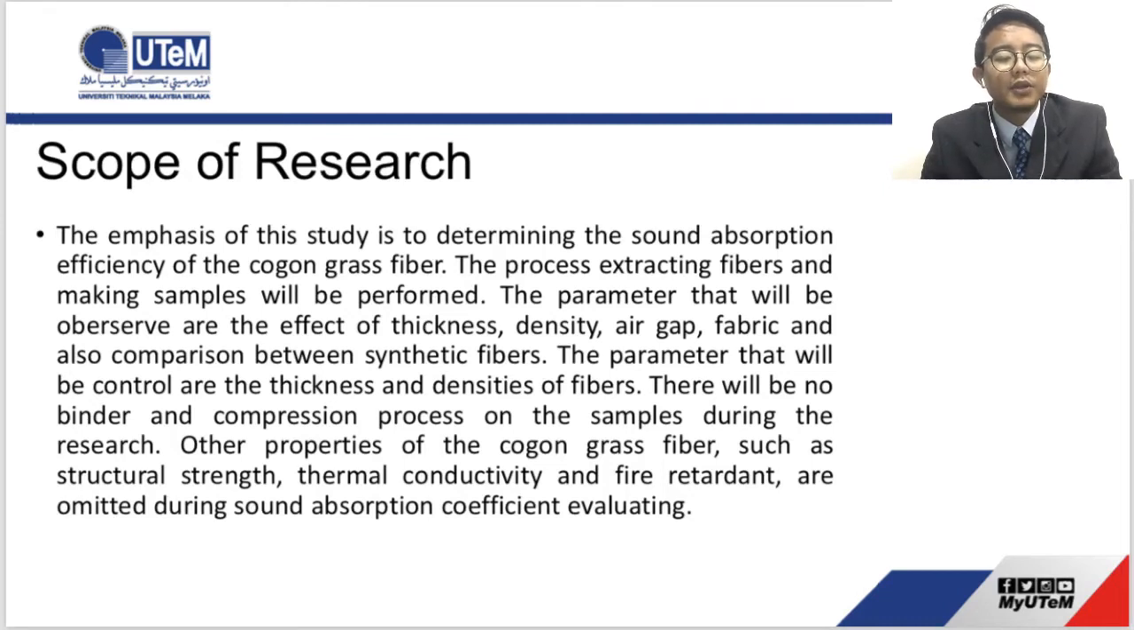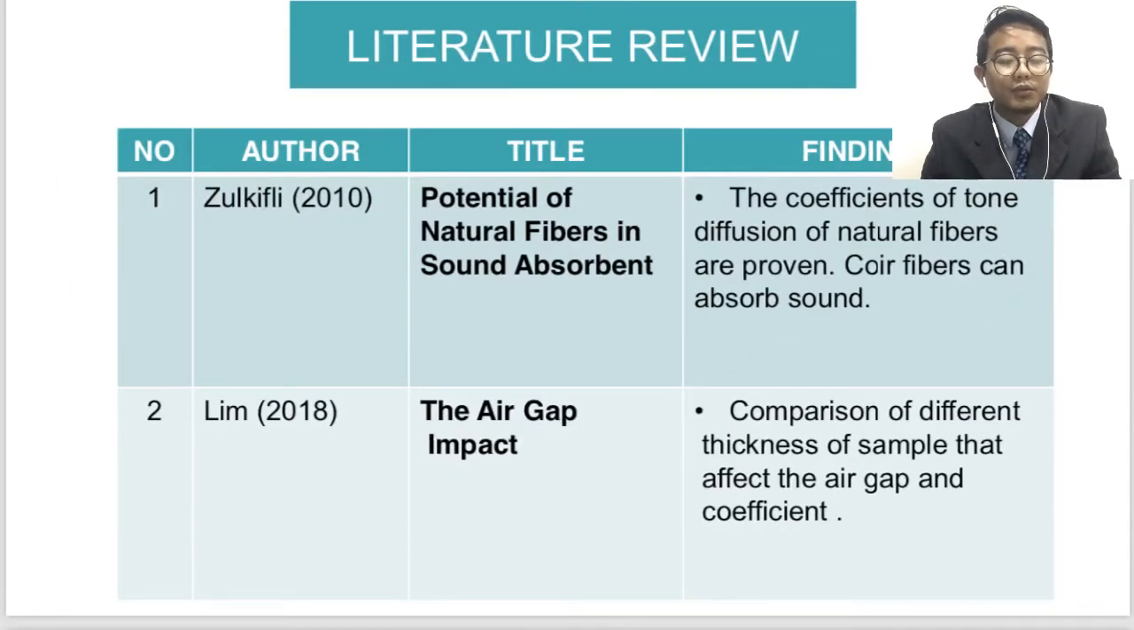The parameters that will be observed are the effect of thickness, density, air gap, fabric, and also comparison between synthetic fibers. The parameters that will be controlled are the thickness and the densities of fibers. There will be no binder and compression process on the samples during the research. Other properties of the COGON grass fiber such as structural length, thermal conductivity, and fire retardancy are omitted during sound absorption coefficient evaluation. Next, we go to the literature review.